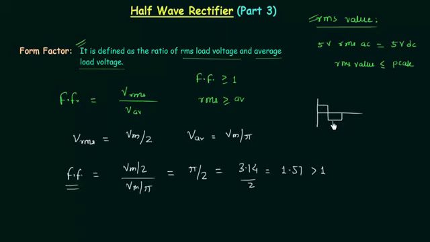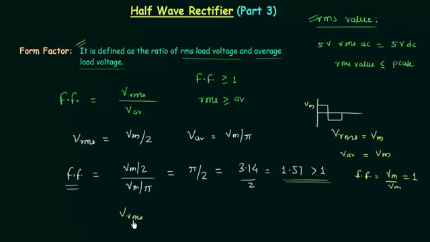If we have a square wave like this, in case of a square wave, the RMS value of voltage is equal to Vm, the peak voltage, and the average load voltage is also equal to Vm. So form factor is equal to Vm by Vm, and it is equal to 1. So form factor is always greater than or equal to 1.